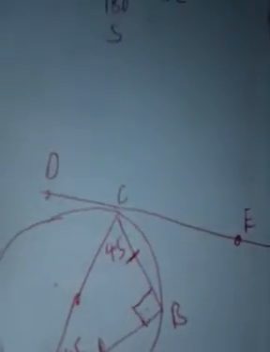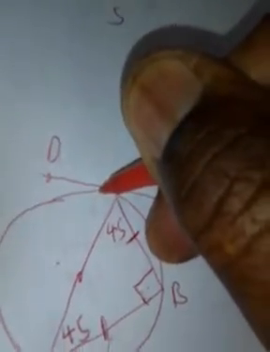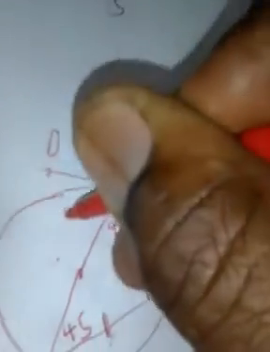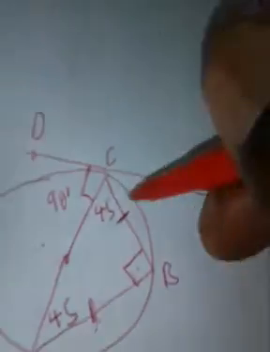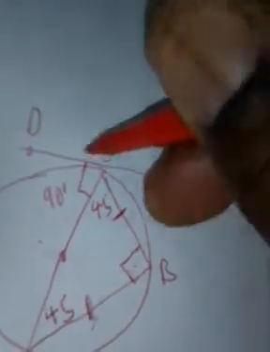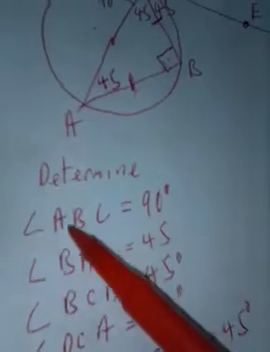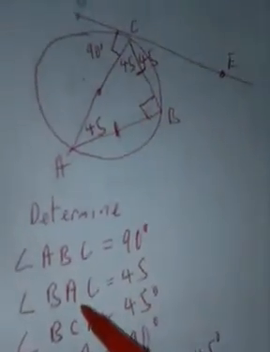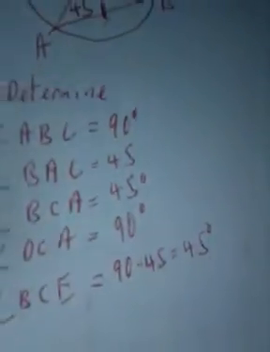All right. Now, what else do we know? The angle formed between a radius and a tangent is equal to 90 degrees. That's going to be 90 degrees right there. Now, if this is 45 and this is 90, that means this must also be 45. Why? Because angles on a straight line add up to 180. So it's 45 degrees. And I just wrote everything over here. Angle ABC is equal to 90. BAC is equal to 45, etc., etc., right?